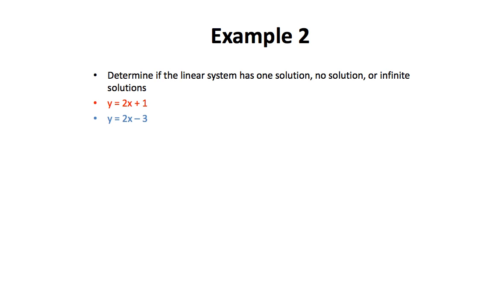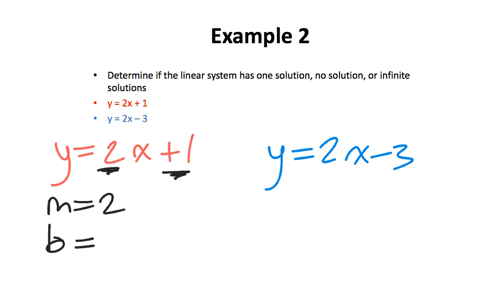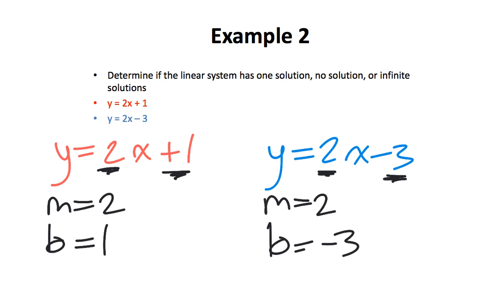As mentioned beforehand, we want to determine if the linear system has one solution, no solution, or infinite solutions. Our red line happens to be y equals 2x plus 1. Meanwhile, our blue line is y equals 2x minus 3. If you take a close look at the red line, its slope is 2, the y-intercept is 1. Meanwhile, for the blue line, the slope is 2, and the y-intercept is negative 3.